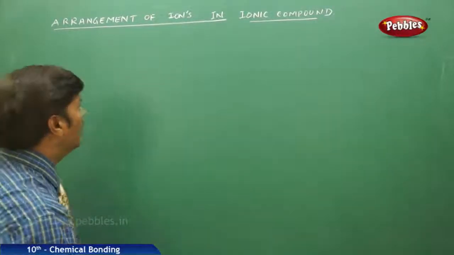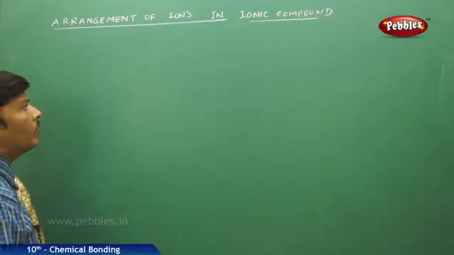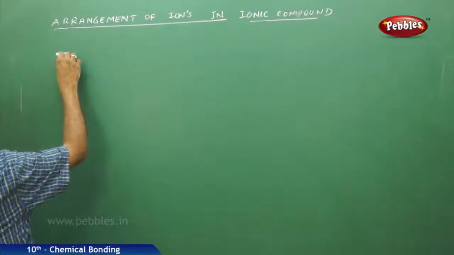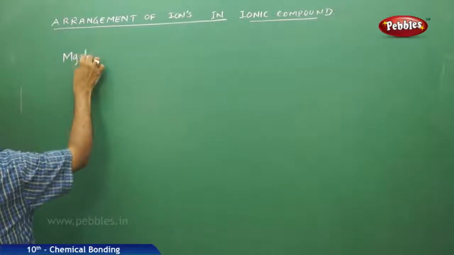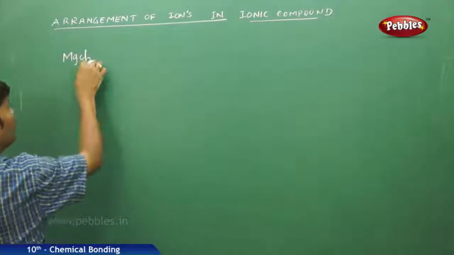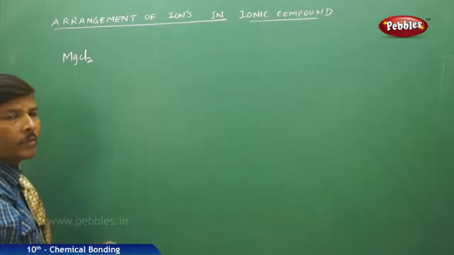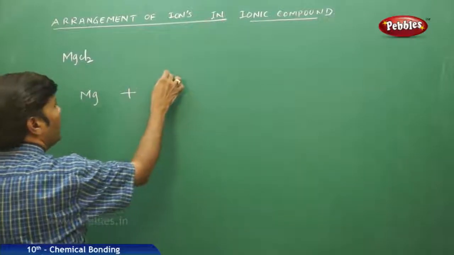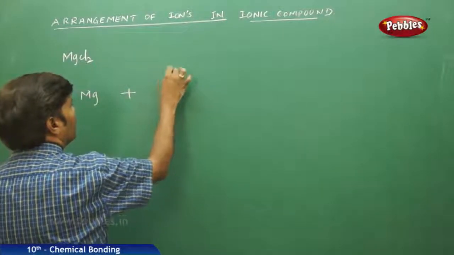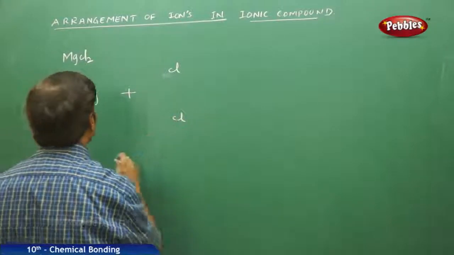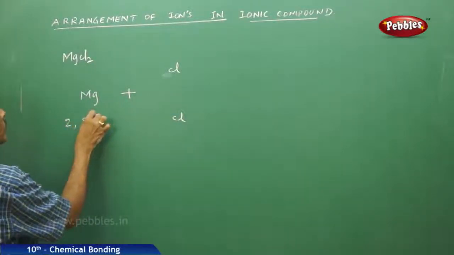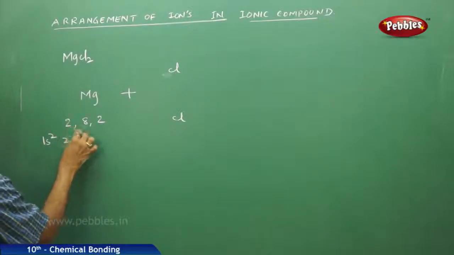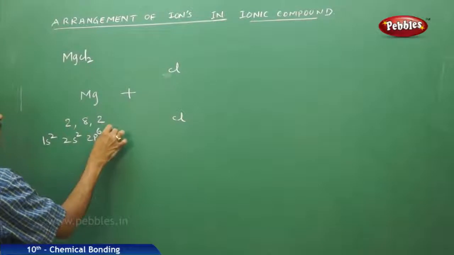Similarly, let us take one more molecule for the formation of an ionic bond. The second example which I have taken is magnesium chloride. In magnesium chloride, there are 3 atoms available: magnesium plus 2 chlorine atoms. Magnesium has a 2, 8, 2 arrangement, with electronic configuration 1s2, 2s2, 2p6, 3s2.